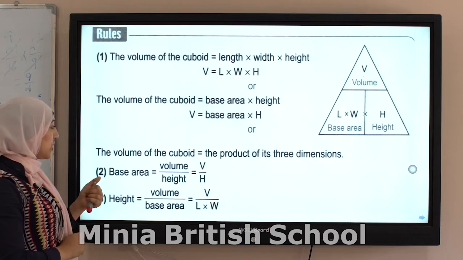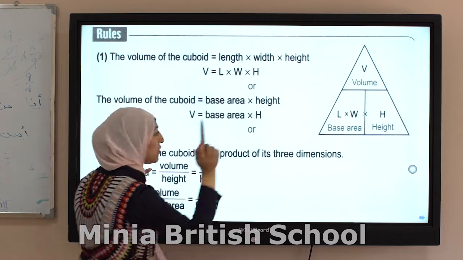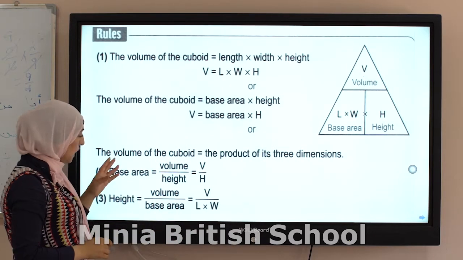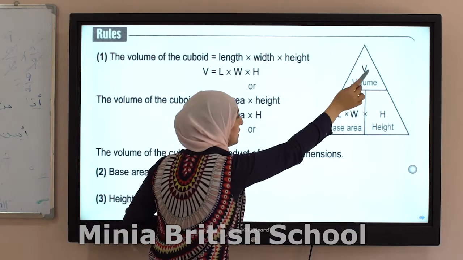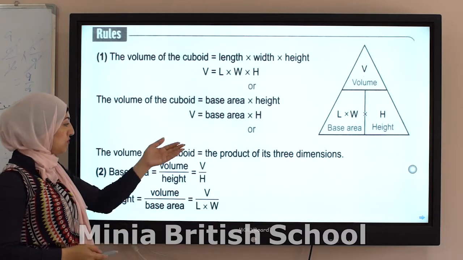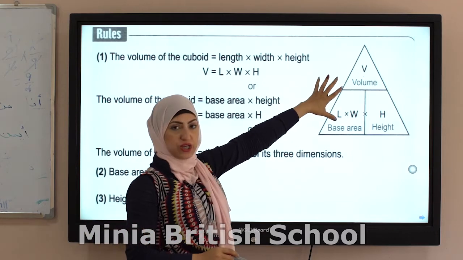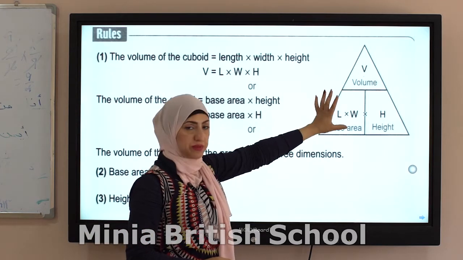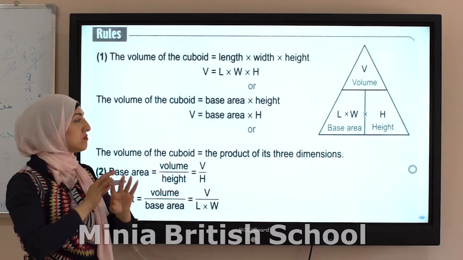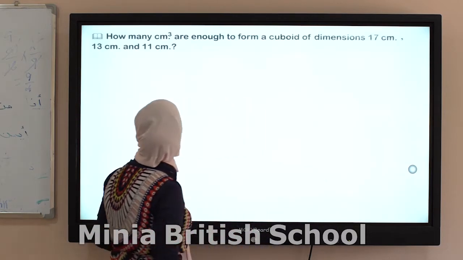Here, the base area equals volume over height. Over means divided. Height, as we said, equals volume divided by length times width, or by the area. So you have to keep this triangle. If you keep it, you can get any of them. Very simple. Let's see some exercises.